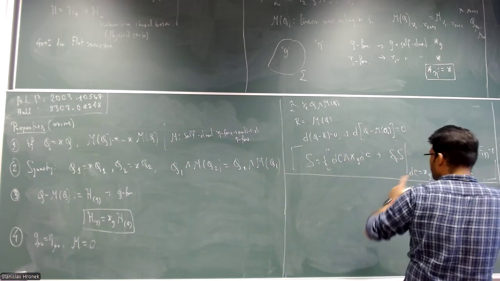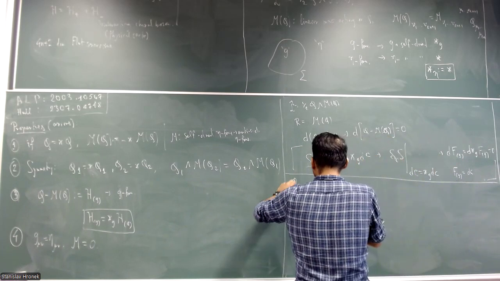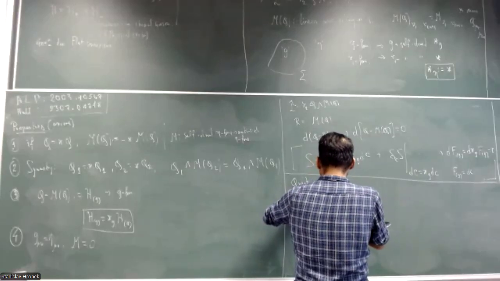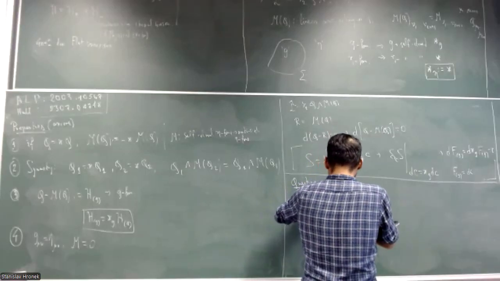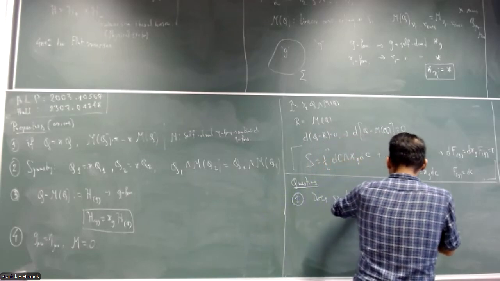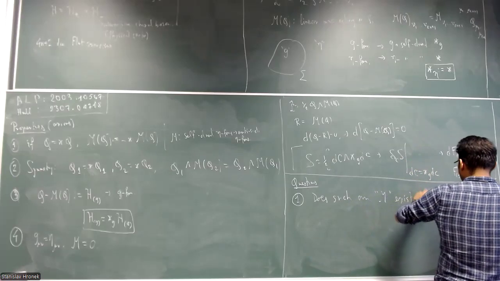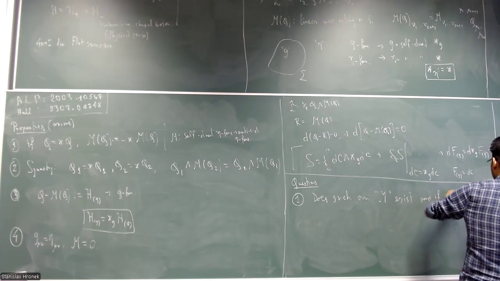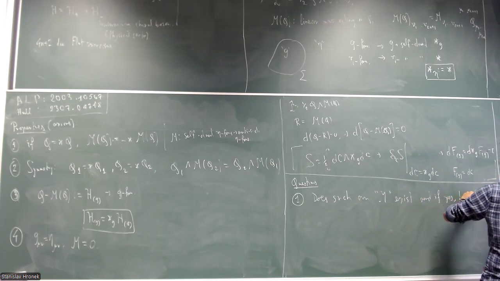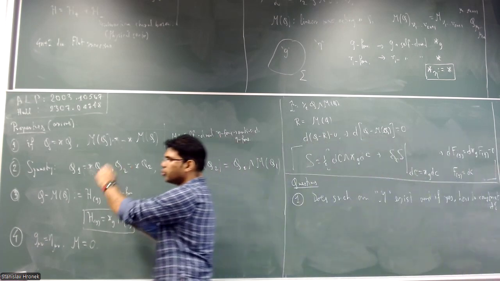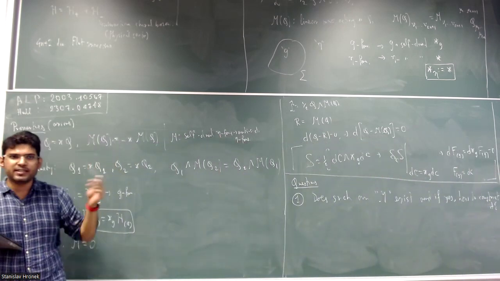And given this, there are two big questions we have to answer. One is: does such an M exist? And if yes, how to construct it? That's the first thing. Right? Because I have not yet shown you, I have not yet established that such an M will exist.